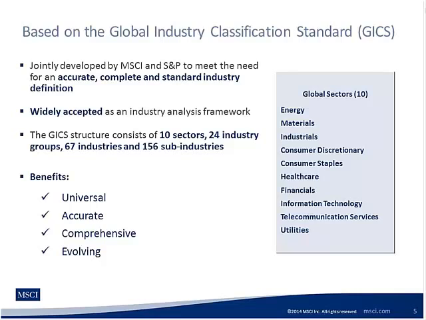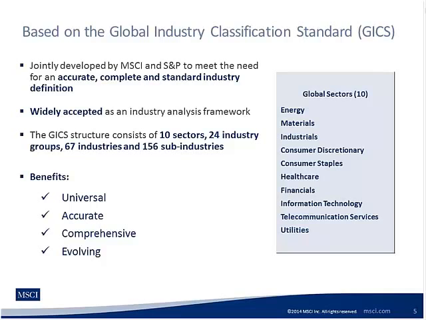So what it currently looks like is that there are 10 sectors, and you already heard what they are from Matt, 24 industry groups that go into the 10 sectors, 67 industries and 156 sub-industries, and products based on those, indexes as well as products based on those. It gets pretty complicated, as you can imagine.